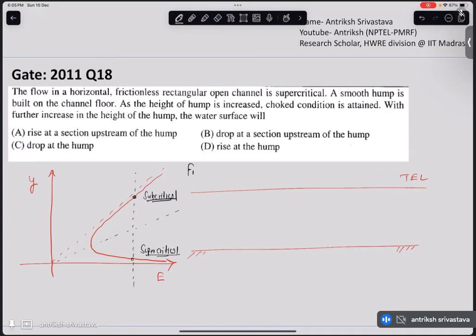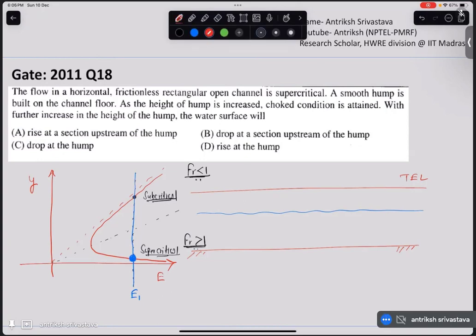When the Froude number is less than 1, we call it subcritical. When the Froude number is greater than 1, we call it supercritical. We are all familiar with that. If you are not familiar with this, I will suggest you look into it. So when the flow was undisturbed, going along on this horizontal bed, the energy was as shown by this blue line. And since it is supercritical flow, this was the depth shown by the blue dot.